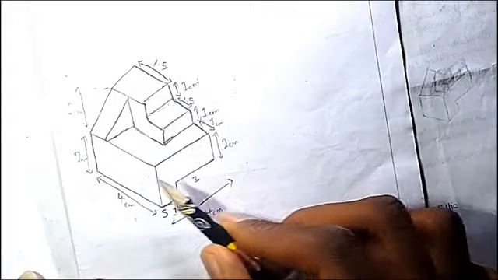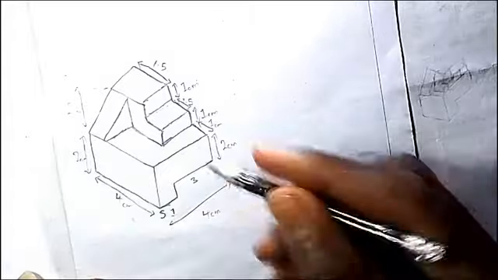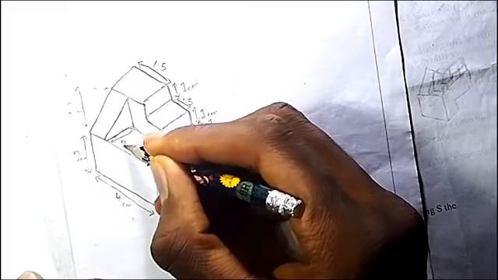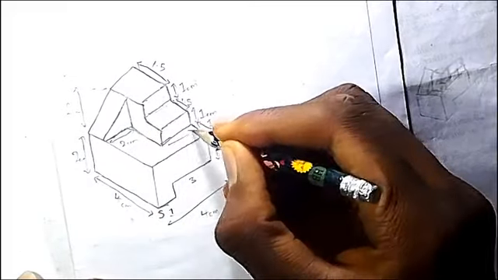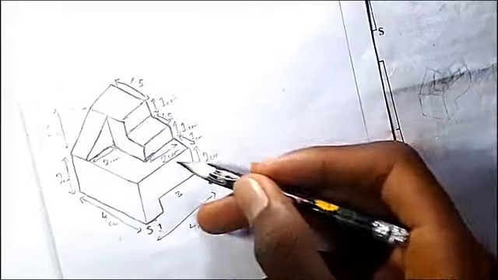Here is 4. Then this other part, good. Here, these two parts. Here will be 2 cm, and here will also be 2 cm to make it equal. So we are done with these sides.